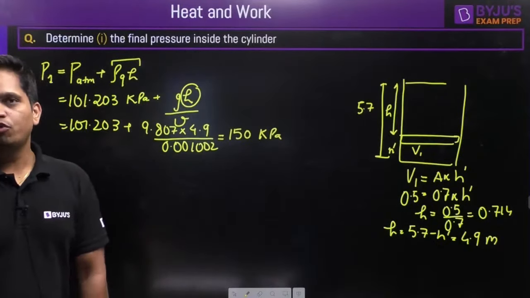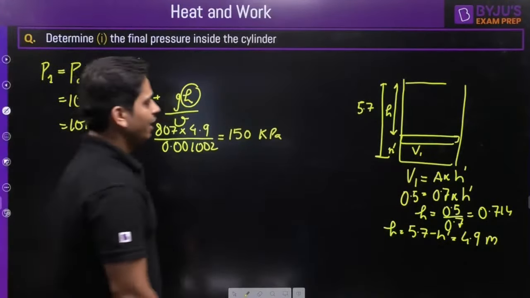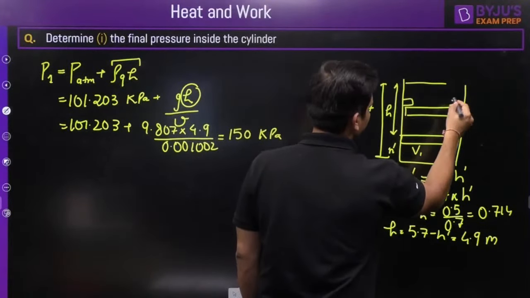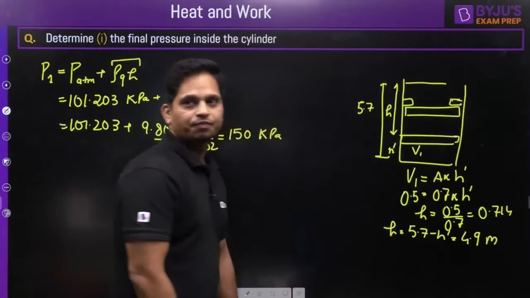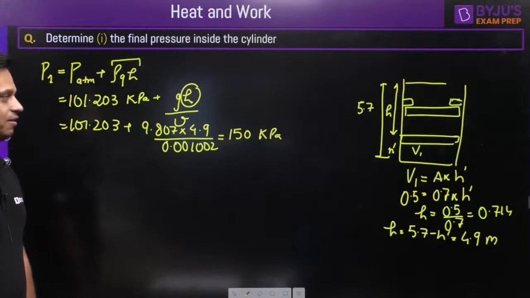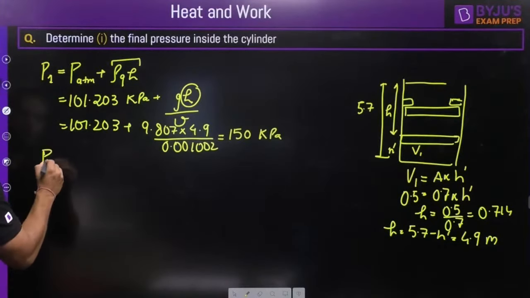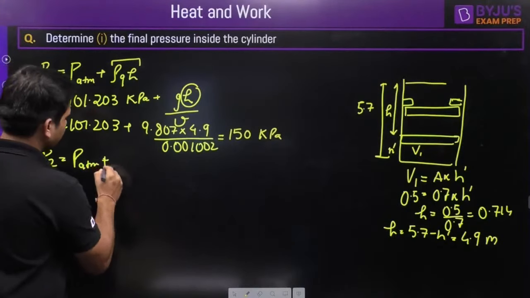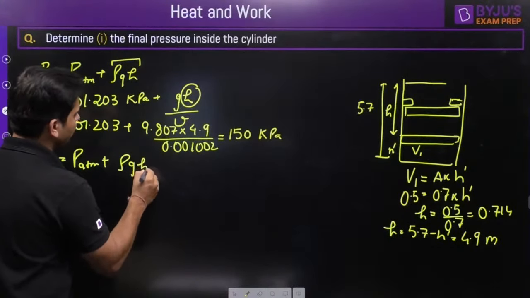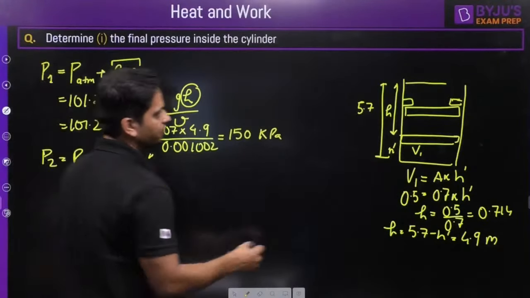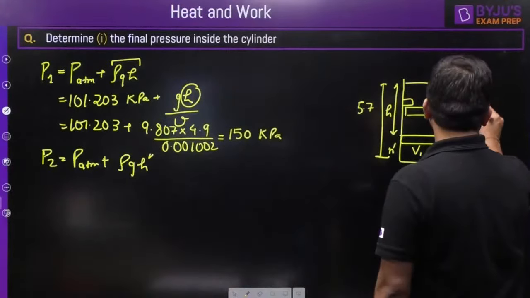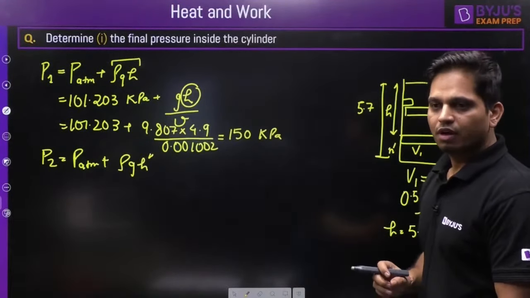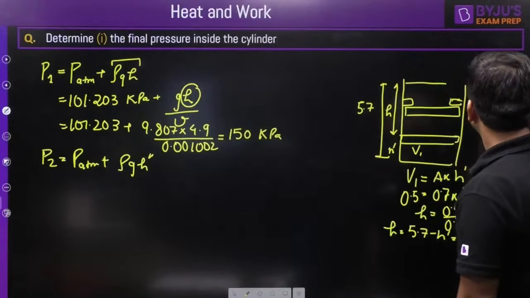Now I need to find out when the piston reaches near the stoppers. When the piston reaches here, what is the pressure? Can you find out very quickly what is the pressure? P2 is equal to P atmosphere plus rho g h double dash, let's say. This is my h double dash. How do I find out h double dash?